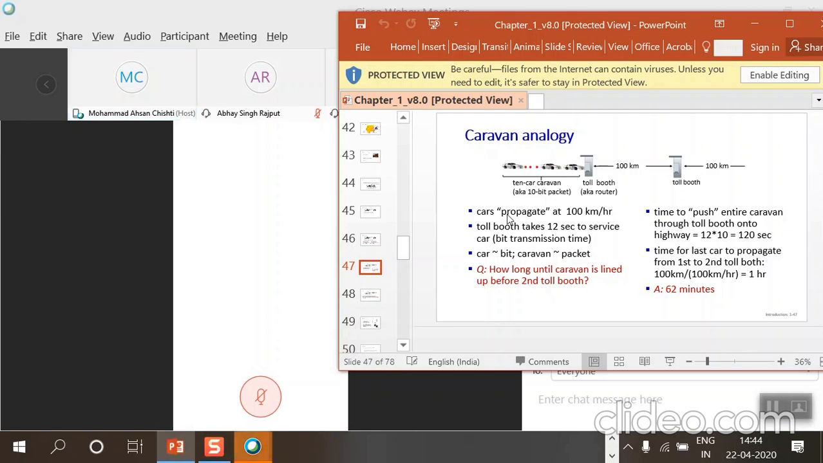Now let me see this slide. A question: how long until the caravan is lined up before the second toll booth? Have a look at it. If you have any questions, we can discuss that in this class. Also, there is a question: will cars arrive at the second booth before all cars are serviced at the first booth? Look at that as well.